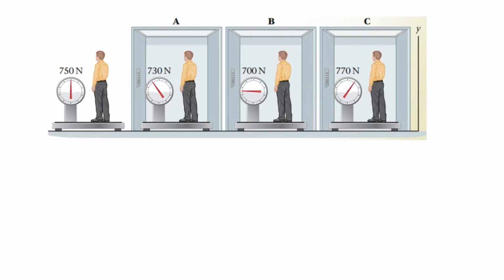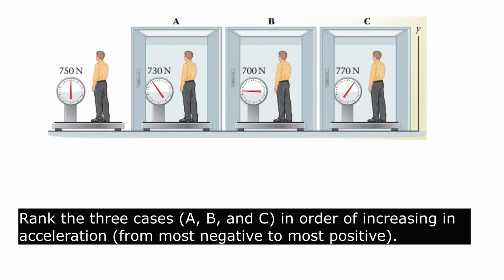Now you need to rank these three cases, A, B, C, in the increasing order of acceleration, that is from most negative acceleration to most positive acceleration. And we have taken this direction to be positive y.